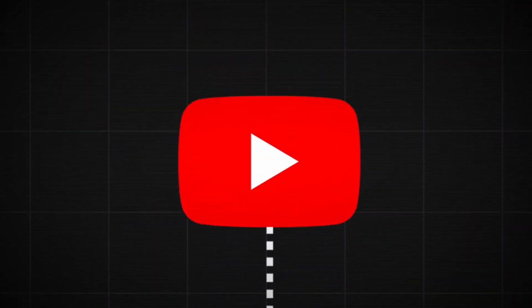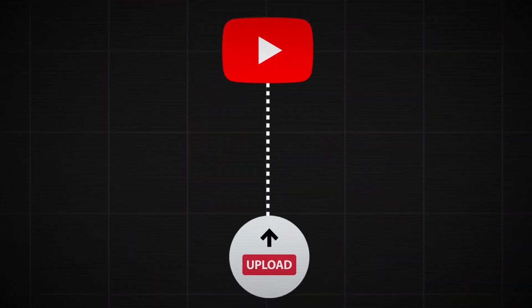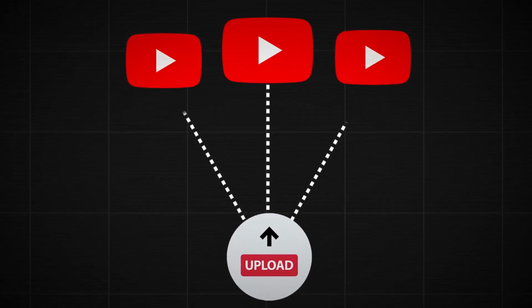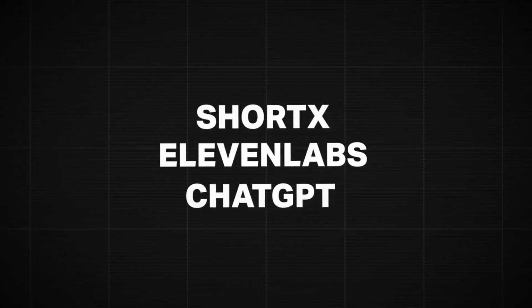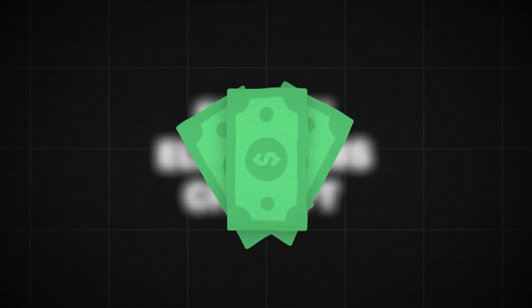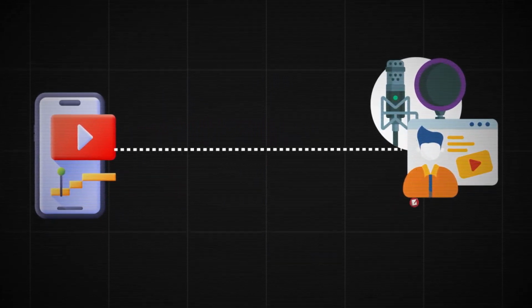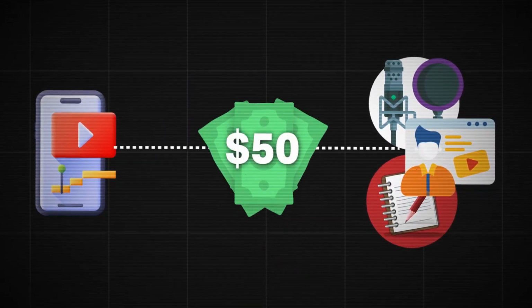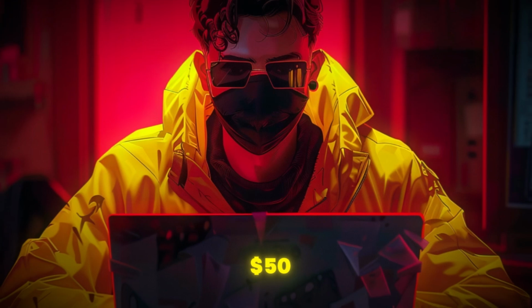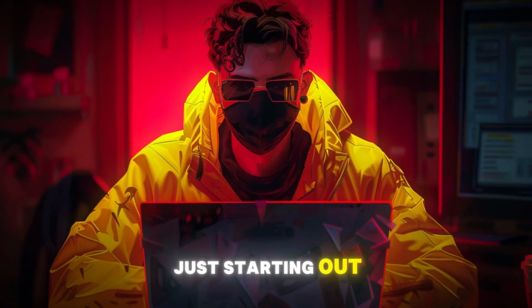So let's think about it. What are the benefits of using AI? Why would anyone choose to use it? First of all, using AI is cheap. If you use tools like ShortX or other websites, you can easily make videos for around $1 to $3 each. On the other hand, if you hired a team of editors, voiceover artists, and scriptwriters, each short would cost up to $50, which is really hard to afford when you're just starting out.